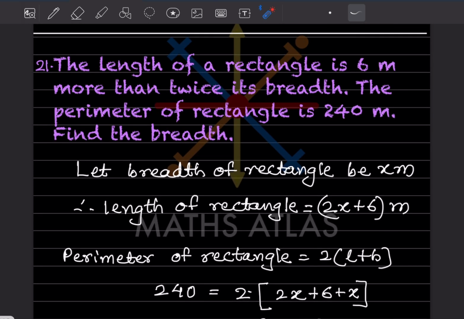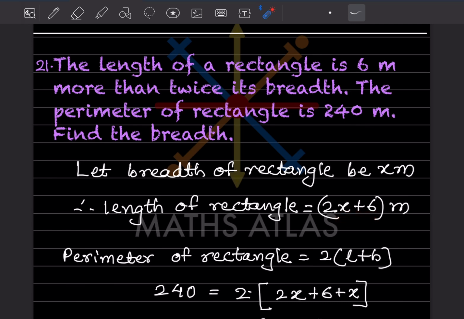Now the length of a rectangle is 6 meter more than twice its breadth, and the perimeter of the rectangle is 240 meter. You have to find the breadth. First, let us assume the breadth of the rectangle be x meter. So the length, what did I say? That is twice its breadth, that is going to be 2x, but that is 6 meter more. So you will write 2x plus 6.